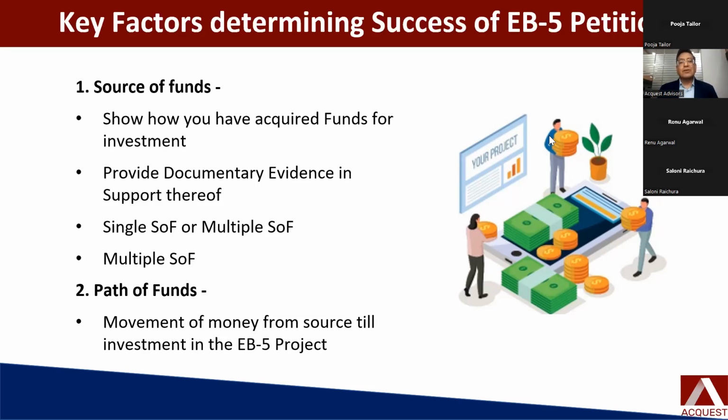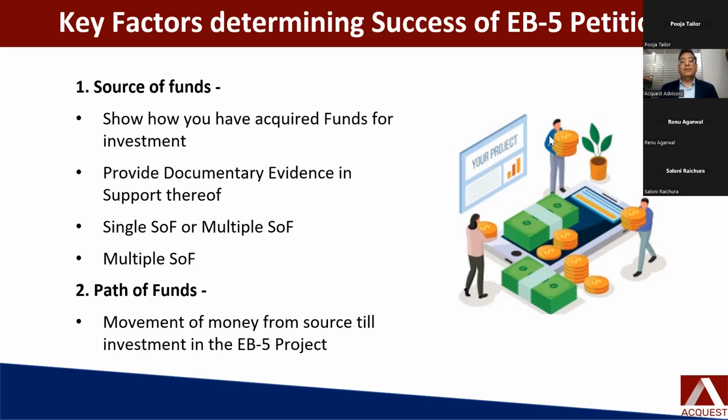Your initial EB-5 application, your I-526E application, will be approved based on how well your source of fund is documented. You have to prove that your source of fund is legitimate, and you need to present it in a manner that the US officials are able to understand it and approve your application. Another important component of source of fund is path of funds, which shows how the money is moving from one source to another till the time it is invested in the project. So this factor will get you into the US.